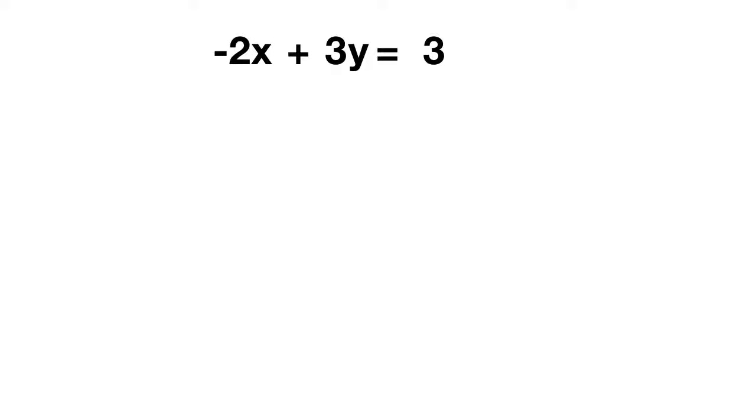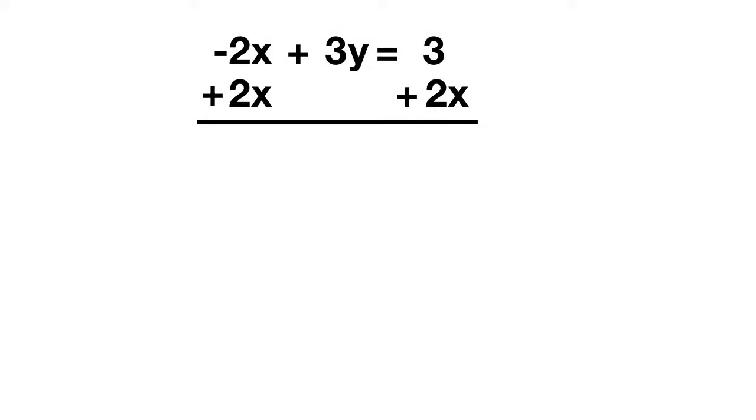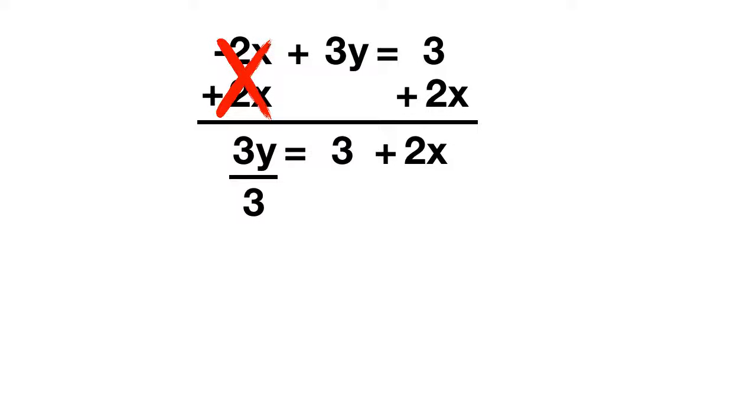Now it's your turn. Write this equation in slope-intercept form. Well, you should have started by adding 2x to both sides of your equation. When you do this, negative 2x plus 2x cancels out. You're left with 3y. And on the other side, you have 3 plus 2x. From there, you can cancel the 3 by dividing by 3, and do it to the other side as well.